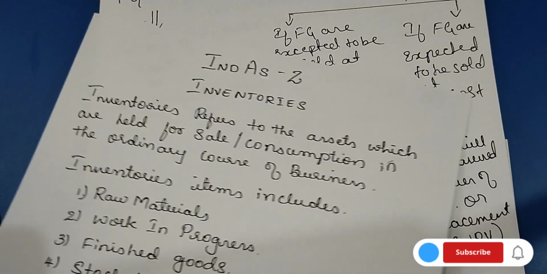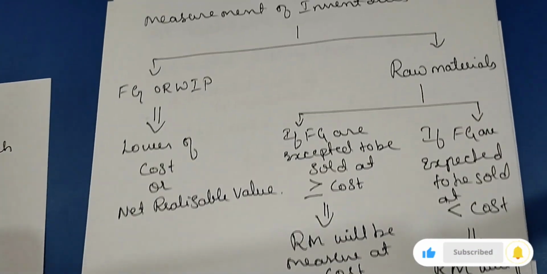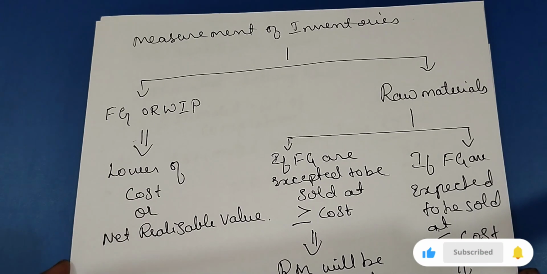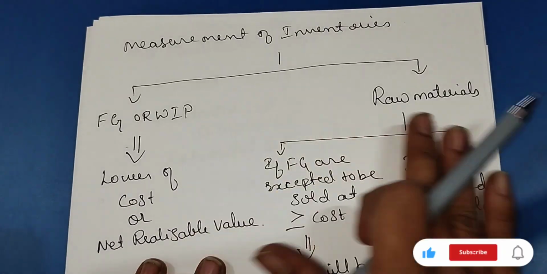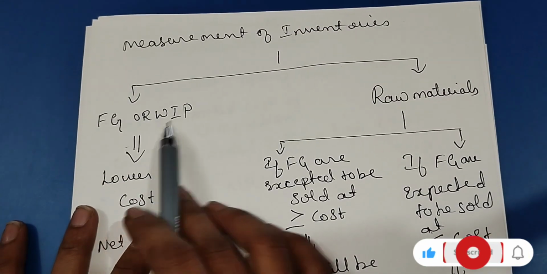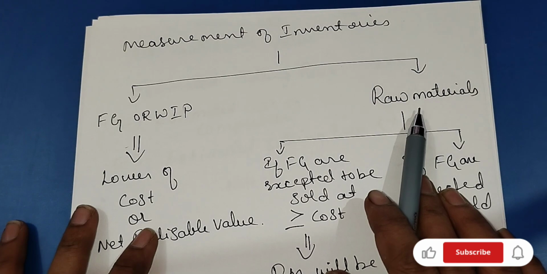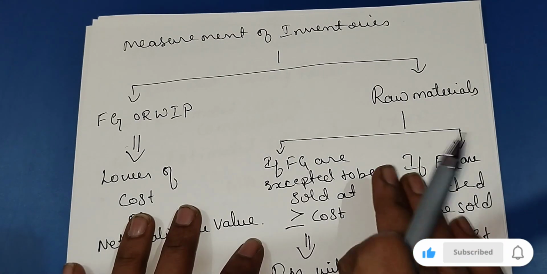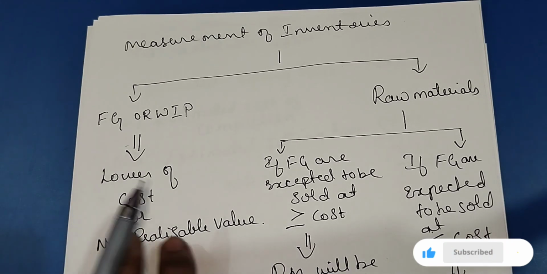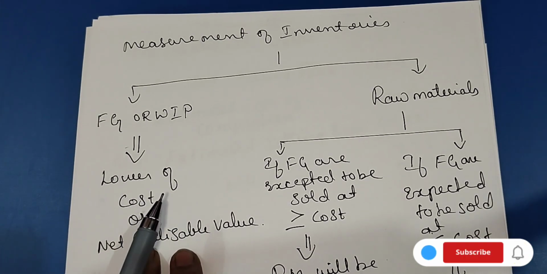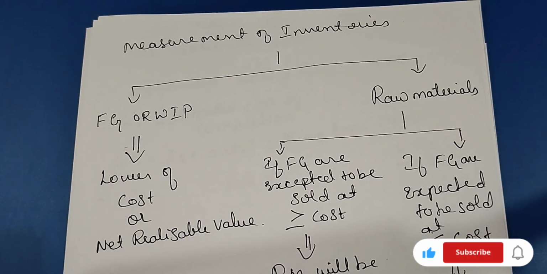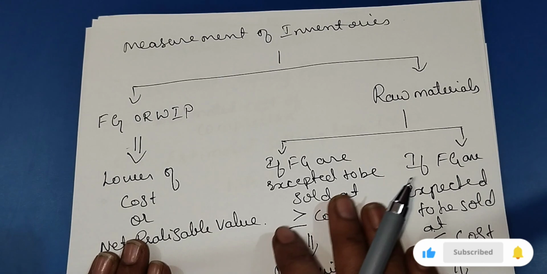Now, how are we measuring these inventories? The measurement of inventories. Another one is raw materials, because the loss arises when the material you have stored in the warehouse and when the work in progress are different, so you cannot value both in the same method of measurement. So you are measuring in two different ways.